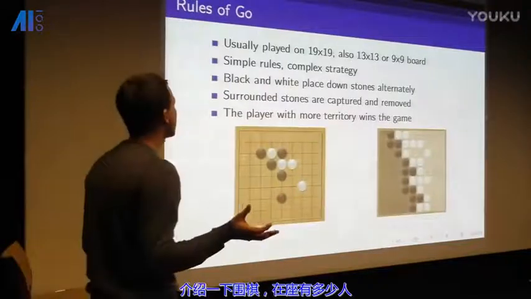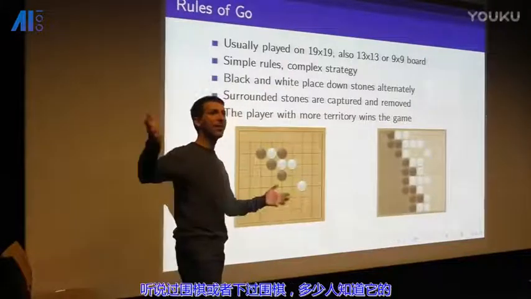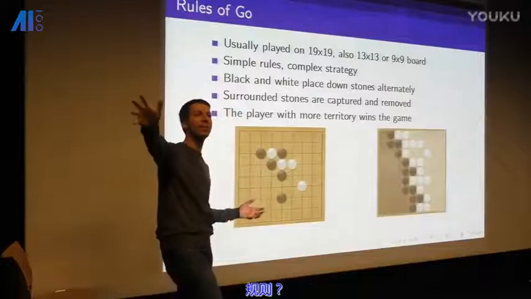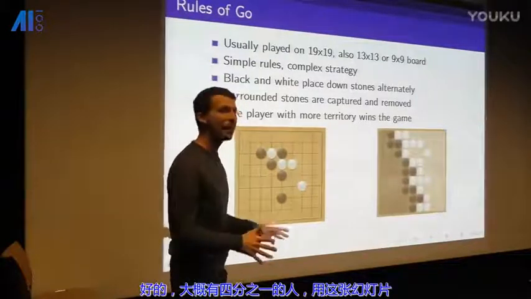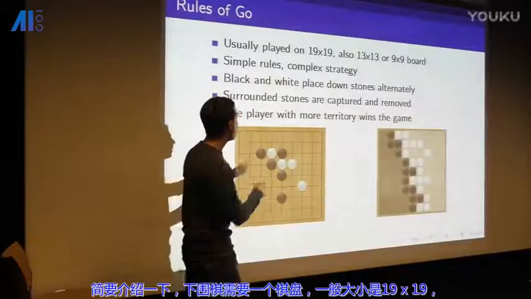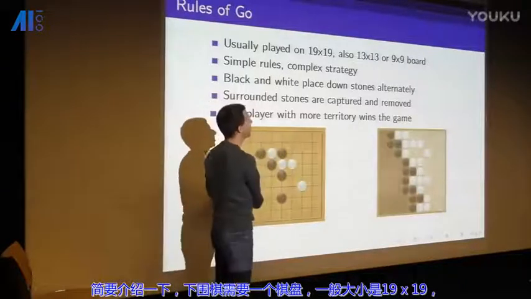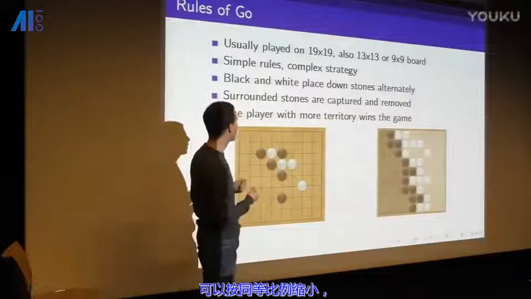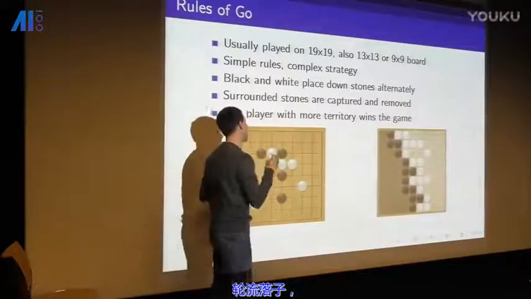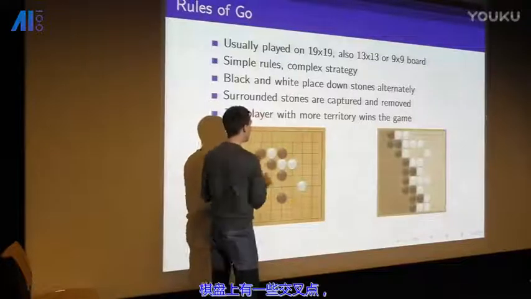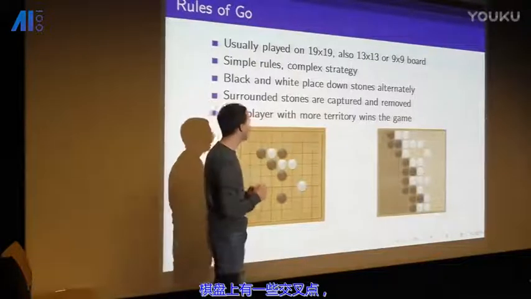So let's just very briefly understand the game. How many people here have heard of Go or played? How many people know the rules? Okay, about a quarter. So very briefly in one slide, you take a board, which is usually 19 by 19, but can be smaller. I'll illustrate it with some smaller ones. And the idea is black and white take turns to place down a stone at some intersection.